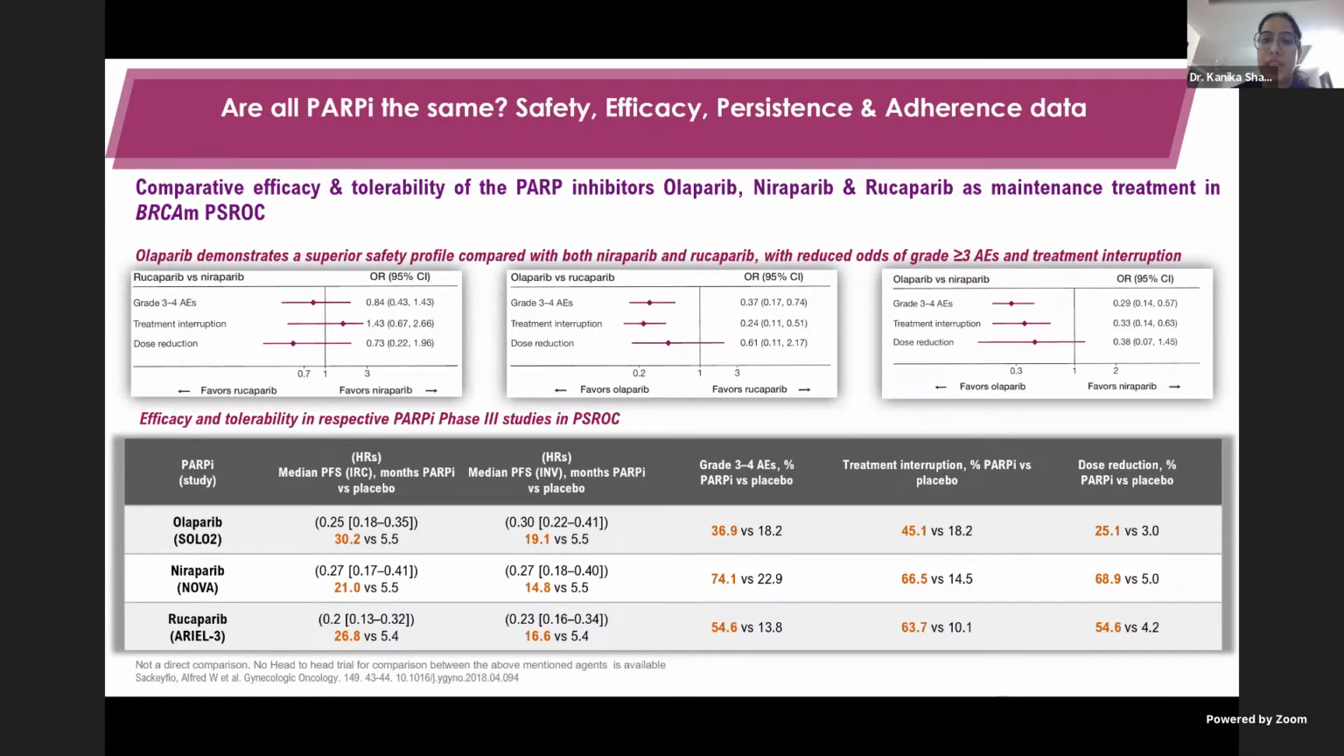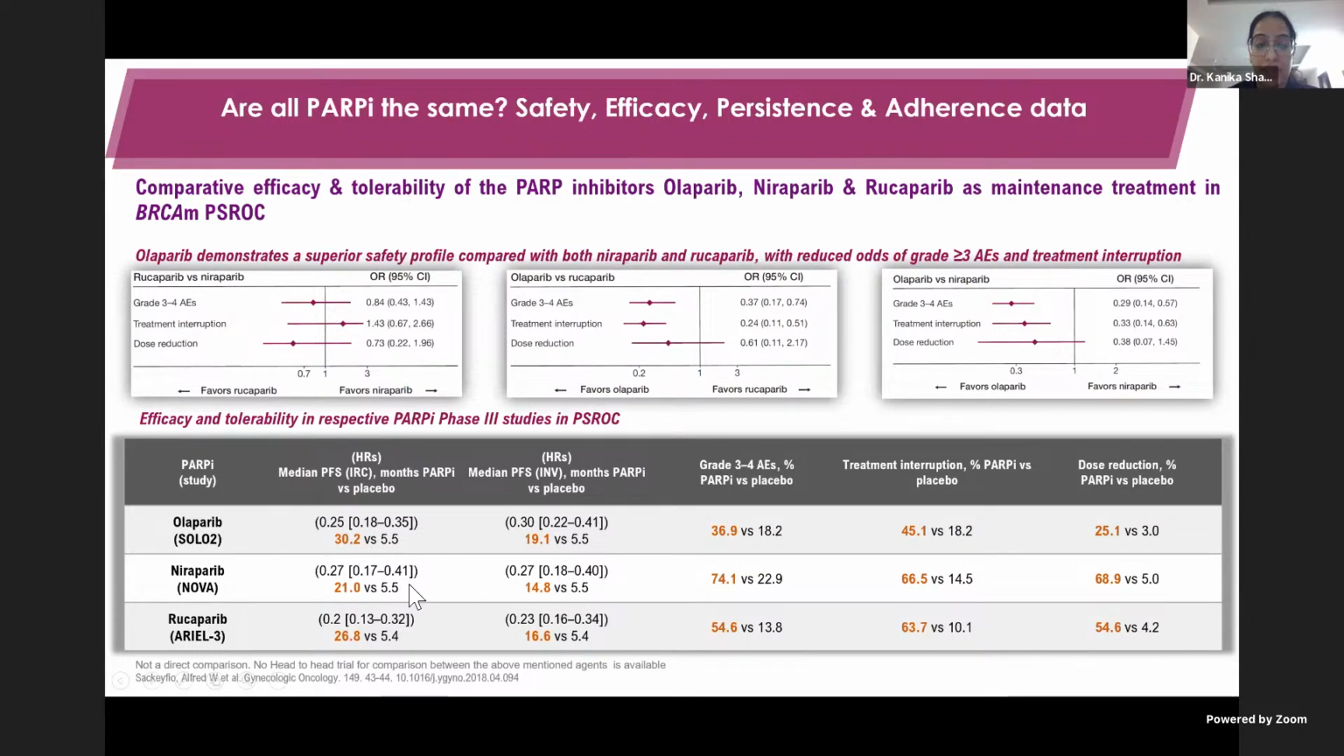So when we talk about the safety and efficacy, right now we have seen the efficacy data, but now, as we know, the PARP inhibitors are not very easy drugs to tolerate, and eventually we have to reduce the dose in the majority of the patients, hardly any patient tolerates the full dose. So olaparib has demonstrated a superior safety profile as compared to the other two agents, that is niraparib and rucaparib, with reduced odds of grade 3 or higher adverse effects and treatment interruption. As I was saying, after the initial few months, there are not many side effects with olaparib in the long term. So when we talk about grade 3, 4, treatment interruption, dose reduction, and compare olaparib with rucaparib or niraparib, there is a significant favor towards the olaparib arm when we talk about the side effect profile.